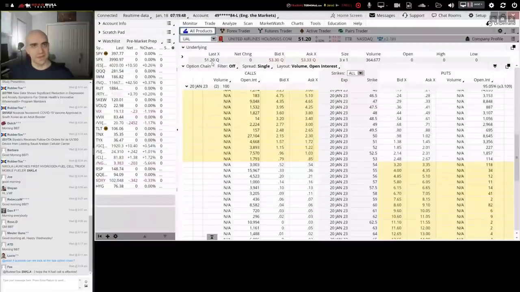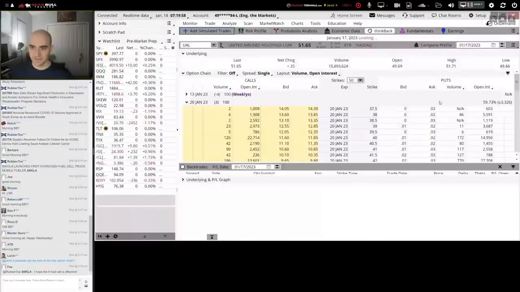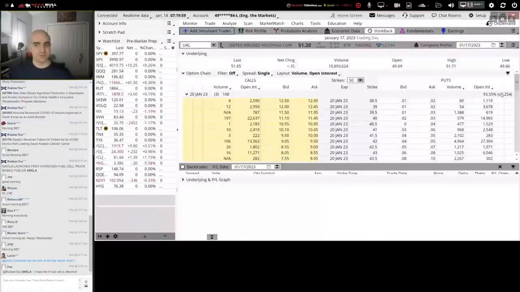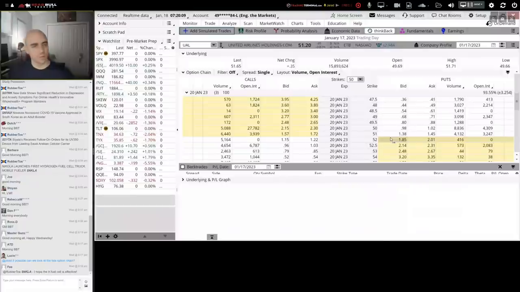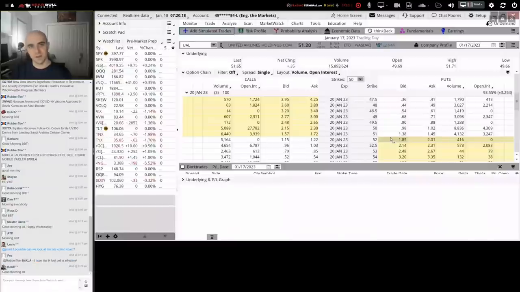UAL coming into yesterday's trade was closing at about 51.20. For yesterday, let me take a look at this. The option market was pricing about a $3.25 expected move. For those unfamiliar, we're using the option market here to essentially get an idea of what the volatility risk of the earnings reaction itself might be akin to.